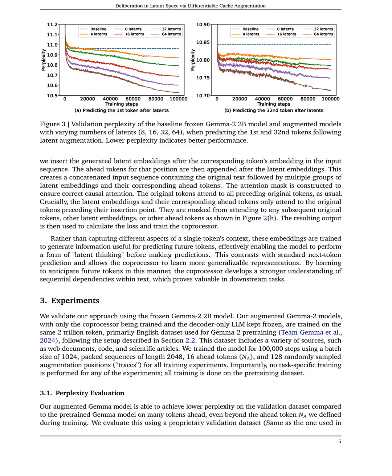We validated our method using the frozen Gemma 2-2B model, training it on a diverse dataset mixture comprising 2 trillion tokens, which included web documents, code, and scientific articles. The experimental design involved training the coprocessor while keeping the LLM frozen, with a batch size of 1024 and 100,000 training steps, utilizing 128 randomly sampled augmentation positions and predicting 16 ahead tokens.